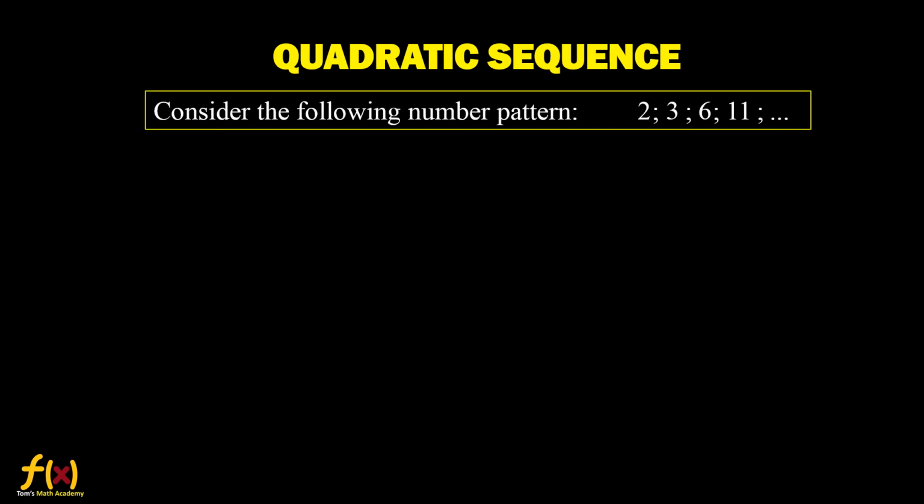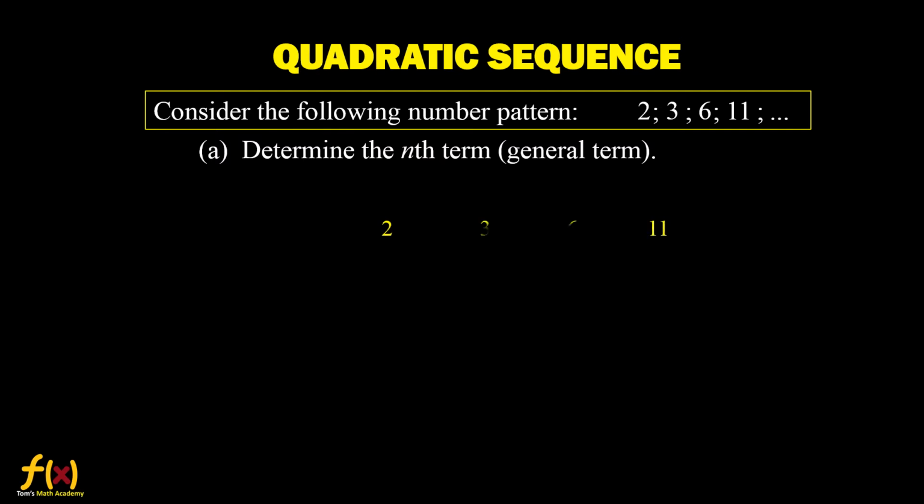Consider the following number pattern: 2, 3, 6, 11, etc. Determine the nth term or general term. We have no idea about this number pattern, whether it is quadratic or not, but we are going to check. Now that numbers are there, we calculate the first differences.